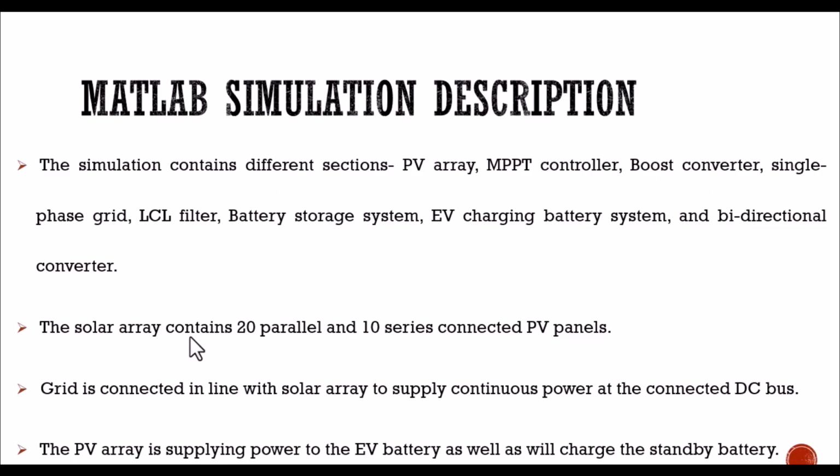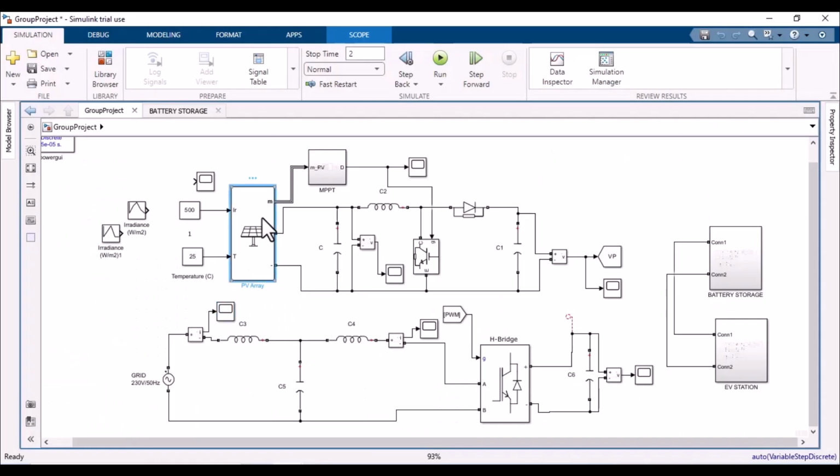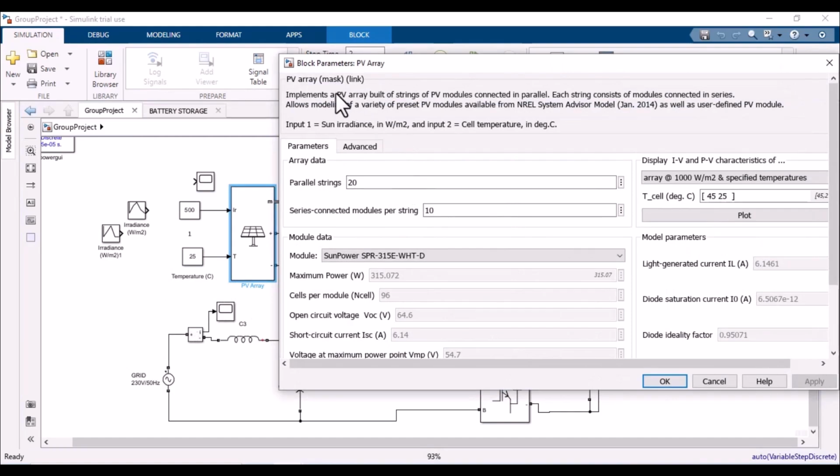In this discussion, we will look at the different components. The solar array will contain 20 parallel and 10 series solar panels. The grid is connected in line with the solar array to supply continuous power at the connected DC bus. So this is an extra source if solar is not available. Then the grid will supply the power.